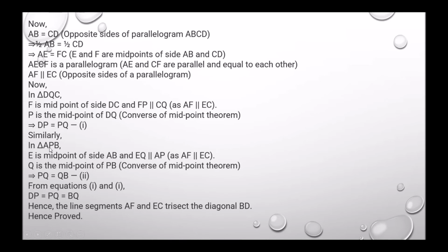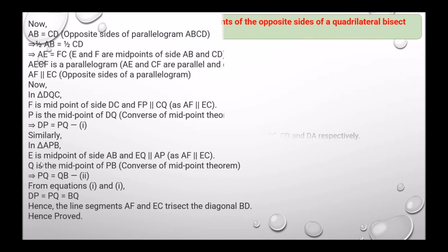Similarly, in triangle APB, E is the midpoint of side AB and EQ is parallel to AP as AF is parallel to EC. So Q is the midpoint of PB, converse of the midpoint theorem. PQ equals QB, that is the second result. From the first and second results, we get DP equals PQ equals BQ. The line segments AF and EC trisect the diagonal BD. Hence it is proved.